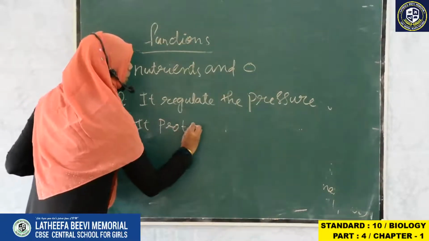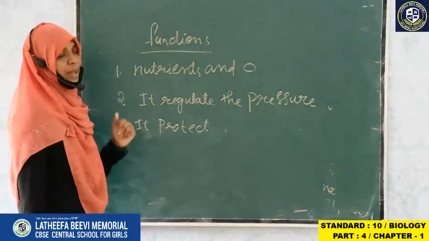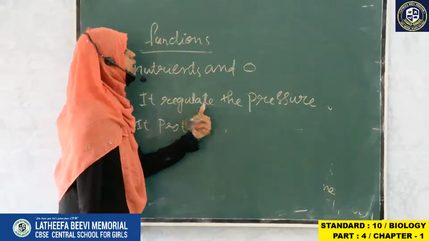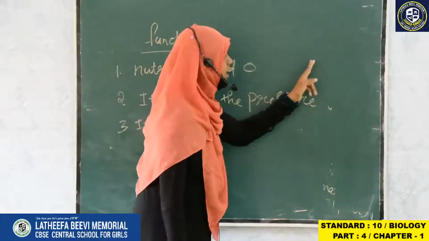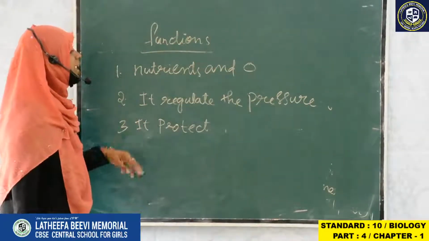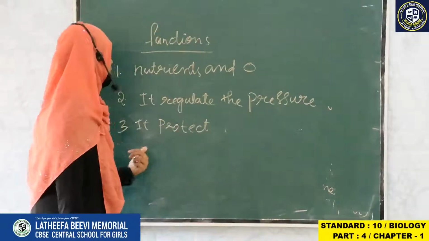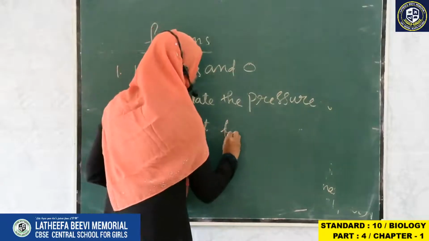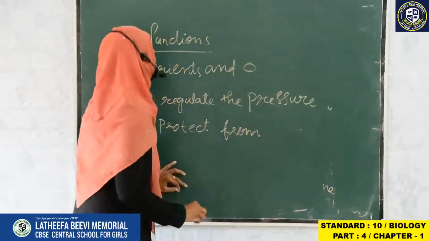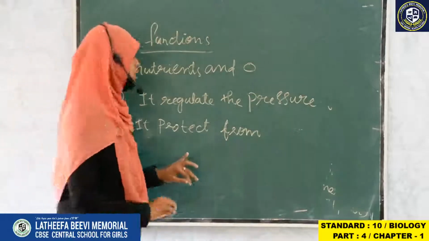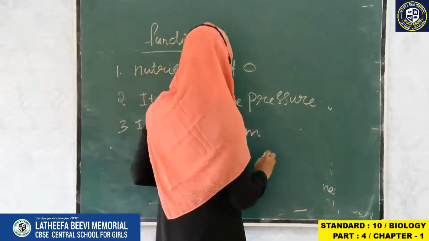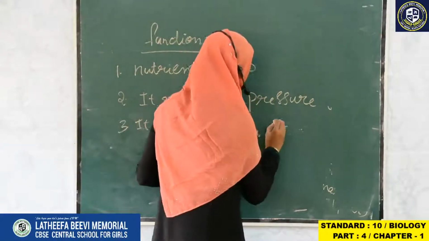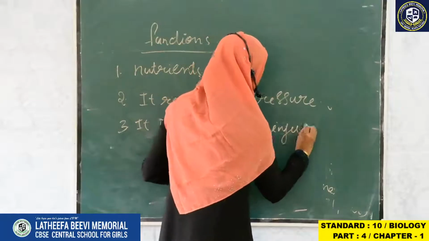So what are the functions of cerebrospinal fluid? It provides nutrients and oxygen to the tissues of the brain, it regulates the pressure inside the brain, and the third is that it protects the brain from external shocks or injuries. These are the functions of cerebrospinal fluid.